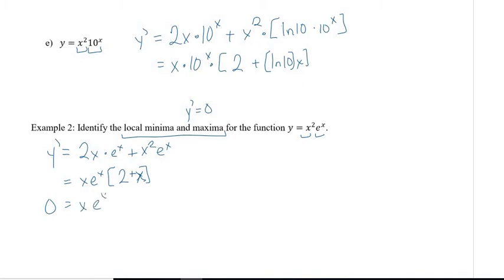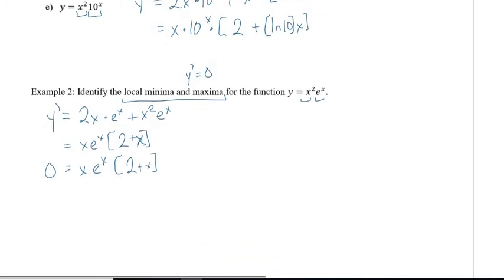x times e to the x times 2 plus x. So this looks a little bit weird, but you notice how we have these different things multiplied together. And we know that the zero product rule says that when we have different things multiplied together, just like with the parabola when we factor, we can set each individual one equal to 0. x equals 0, e to the x equals 0, and 2 plus x equals 0. So x equals 0 is already done for us.